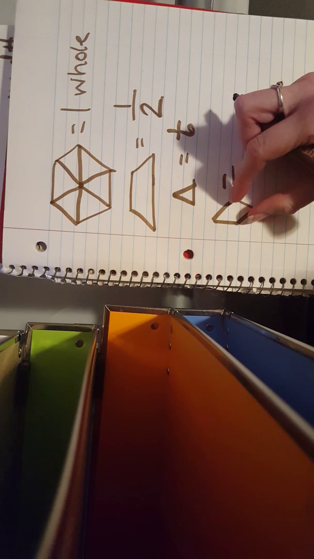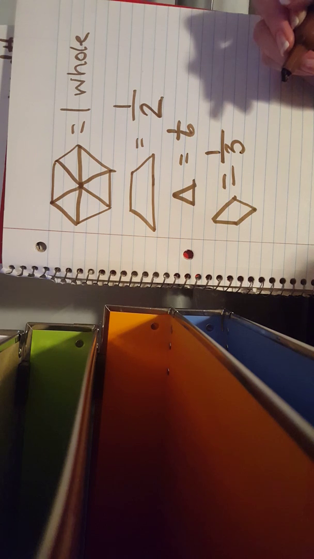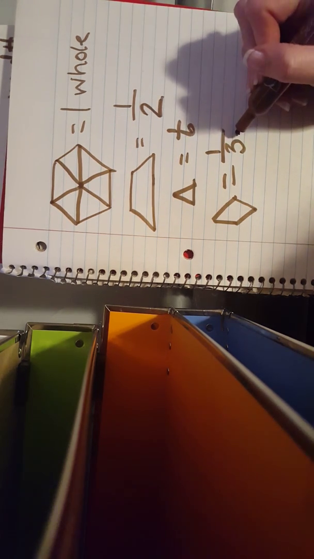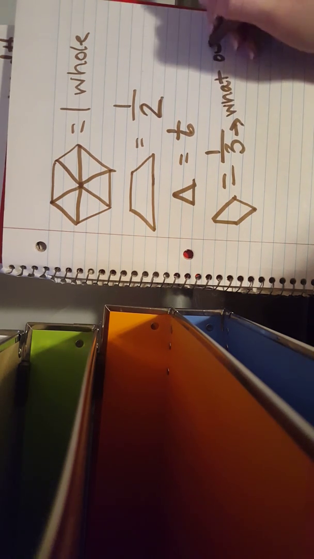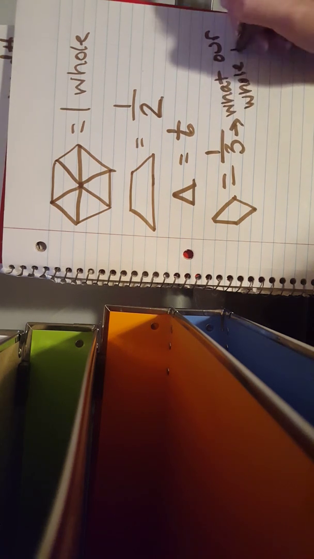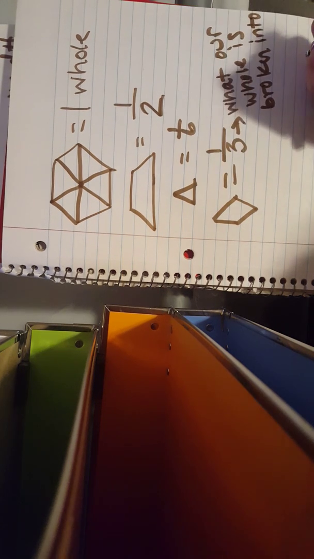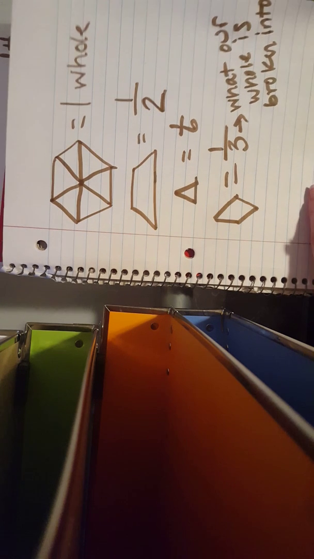So if we took these rhombuses, we know that 3 of them make up our hexagon. So they are 1/3 a piece of our whole. Remember, our denominator is what our whole is broken into. So we're going to move on and we are going to look at some pieces and add them up to see what our mixed number and what the fraction would be.